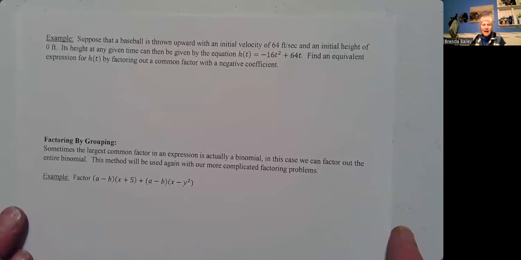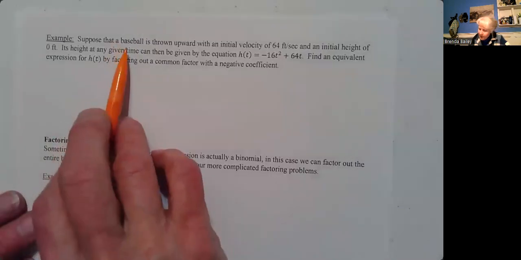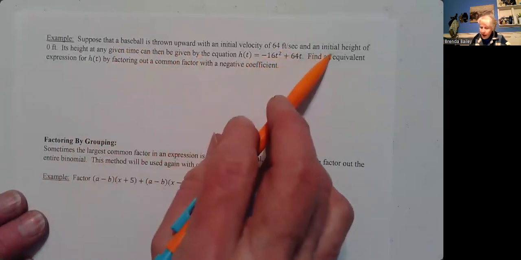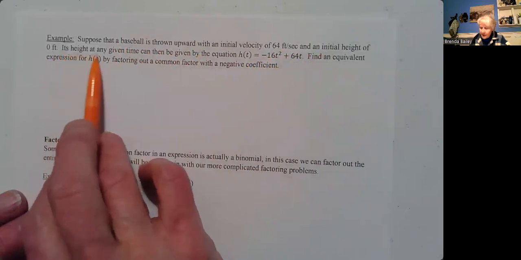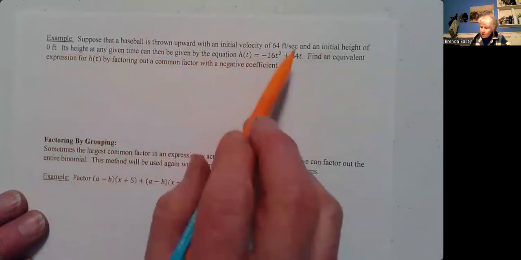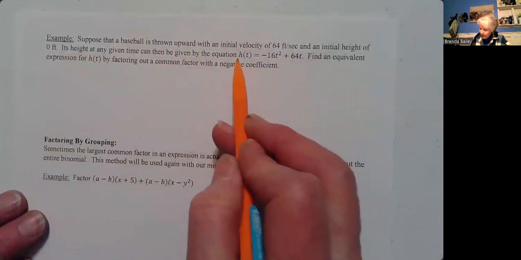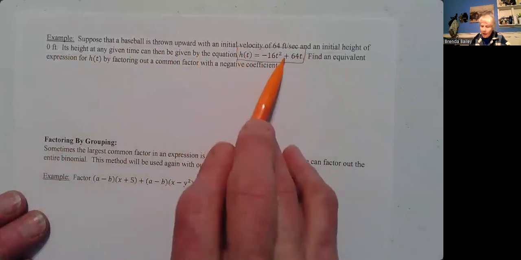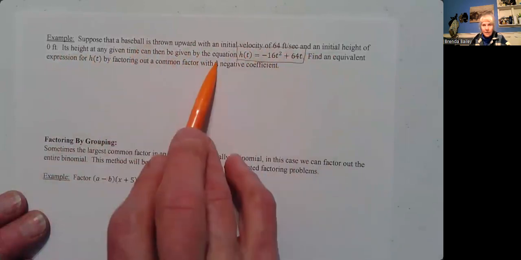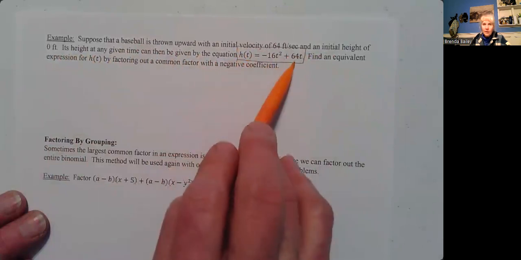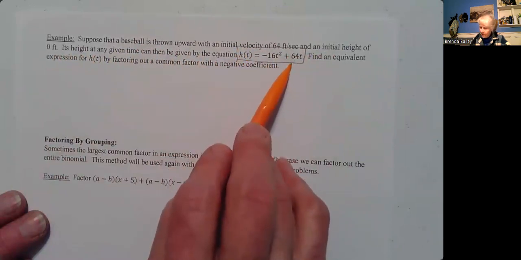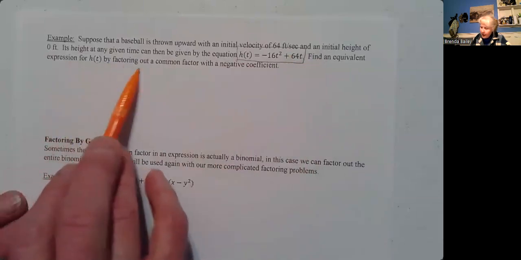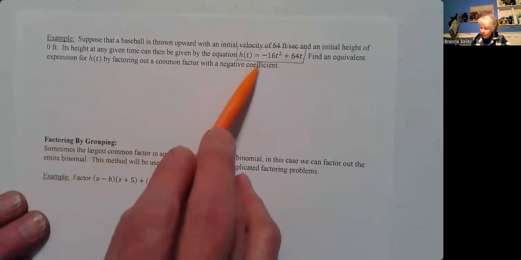Okay, the next thing is kind of a story problem. Suppose that a baseball is thrown upward with an initial velocity of 64 feet per second and an initial height of 0 feet. Its height at any time can then be given by the equation. So all they've done is told you about this, and we're just going to be using it. So if you don't understand all of this, that's okay. They give you the equation to use and just concentrate on that. Find an equivalent expression for h of t by factoring out the common factor with a negative coefficient.